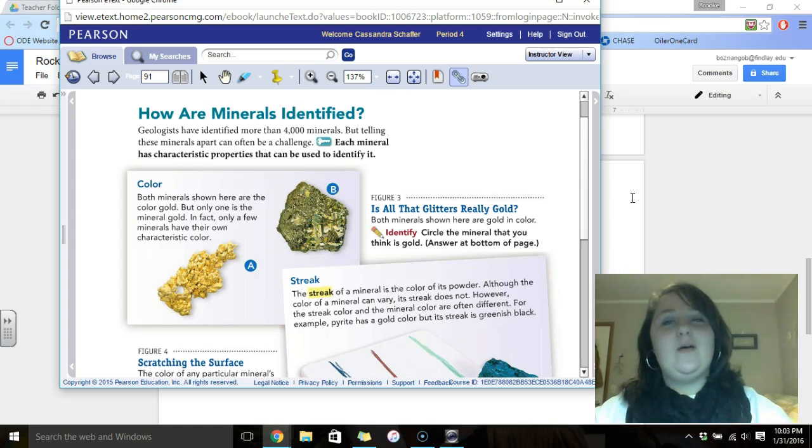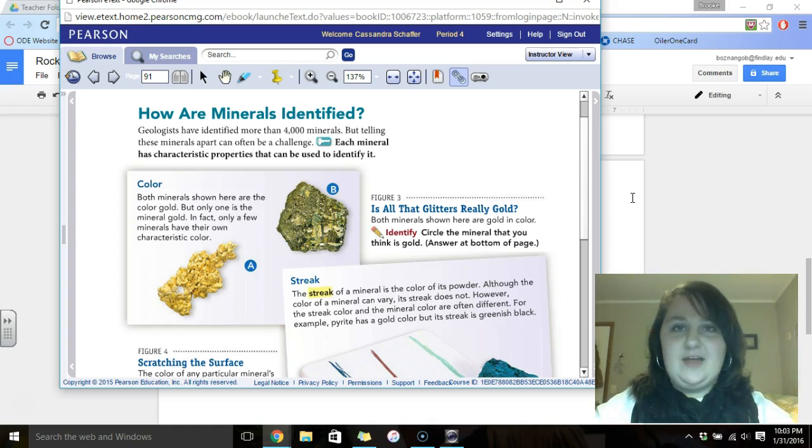Now we're going to talk about how minerals are identified. We talked last time about what minerals are and what characteristics you have to have to be a mineral. Today we're going to talk about how they're identified, the ways that we can identify one mineral from another. So let's get started. We're on page 91 in our books.